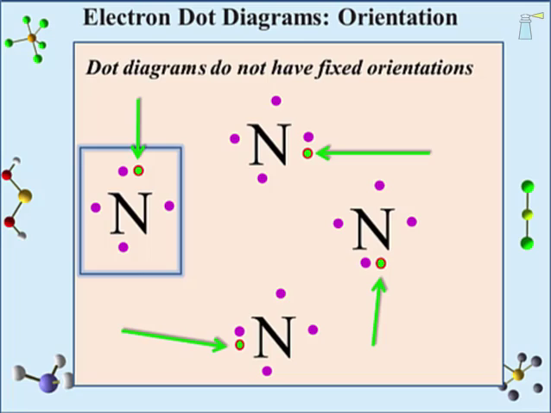This may not seem very significant, but when we start building dot structures, we will be choosing the most convenient of such orientations. And while it's worthwhile pointing out that we are free to change orientations, remember that in doing so, we are not altering the dot diagram.